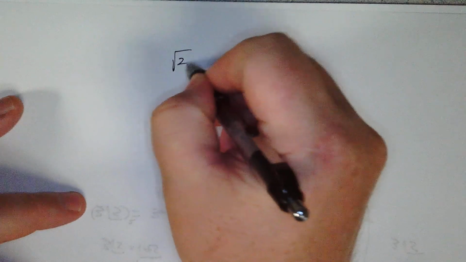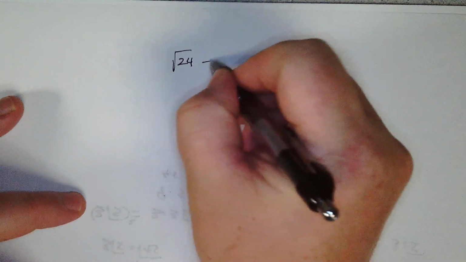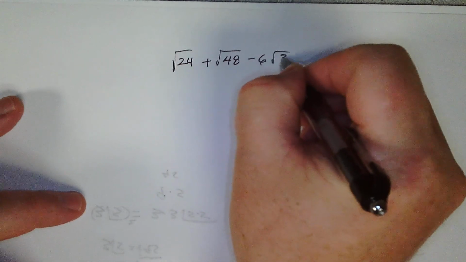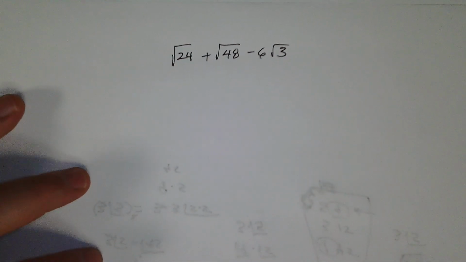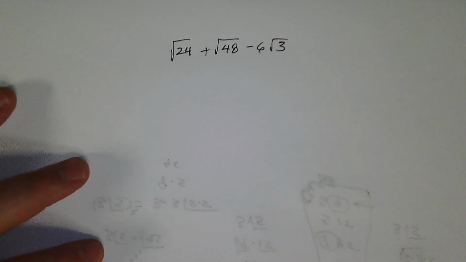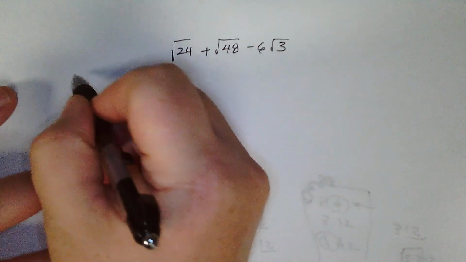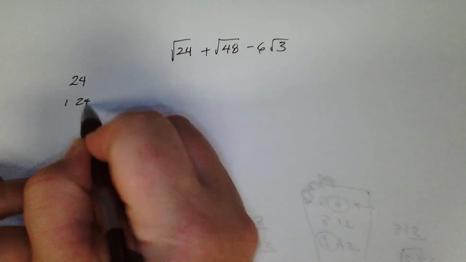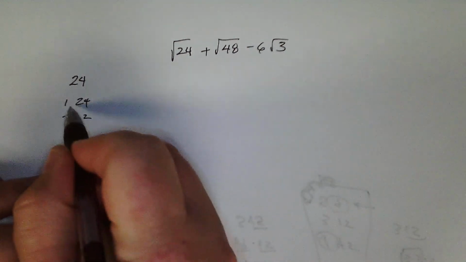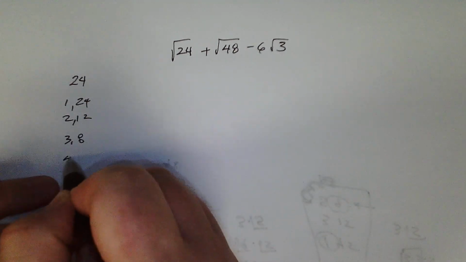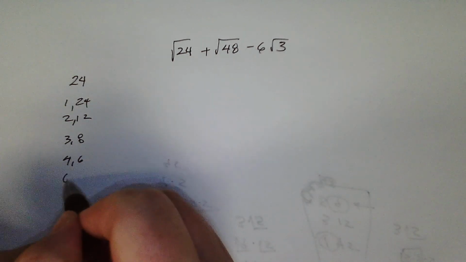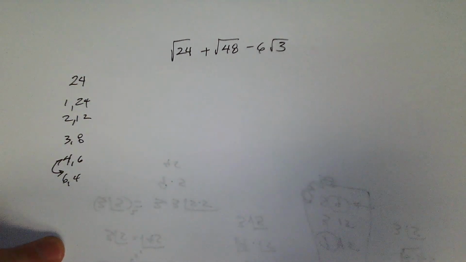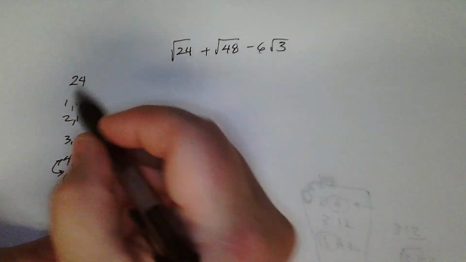Let's see, we got the square root of 24 plus the square root of 8 minus 6 root 3. The instructions just said to simplify. So, we're going to simplify the square root of 24. So 24 could be 1 times 24, it could be 2 times 12, it could be 3 times 8, it could be 4 times 6. 5 doesn't go in, 6 does. And you see how we got the switch? That means we are D-O-N-E finished. We found all of them. Let's find the largest square.